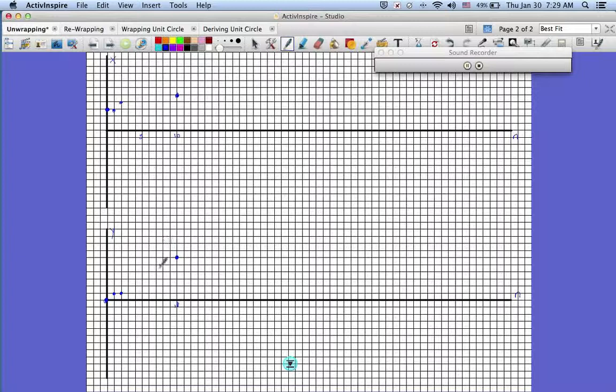All right, so I'm going to take a little break. I'm going to pause this, and we'll come back and look at the completed unwrapping of the dog.